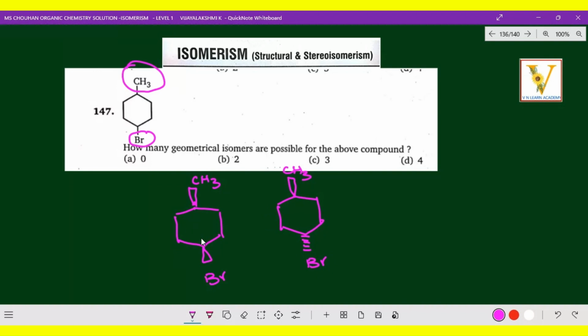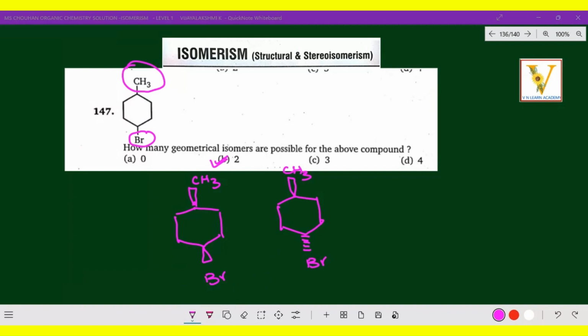Now you can change the wedge and dash in a different way also, no problem. But how many geometrical isomers are there? That is two only, as I just mentioned: cis and trans. Spatial arrangement, not mirror images. So geometrical isomers are equivalent to diastereomers. Diastereomers also have different spatial arrangements. But not all the diastereomers will be geometrical isomers. But all the geometrical isomers are diastereomers. Right? I hope you got the clarity on all these questions.